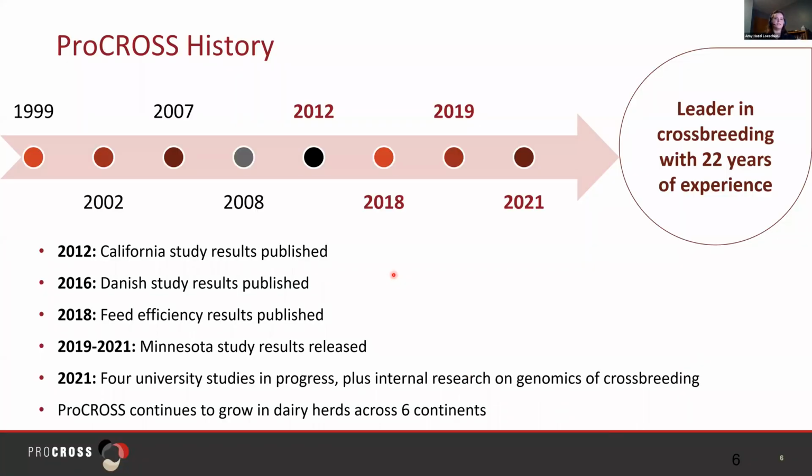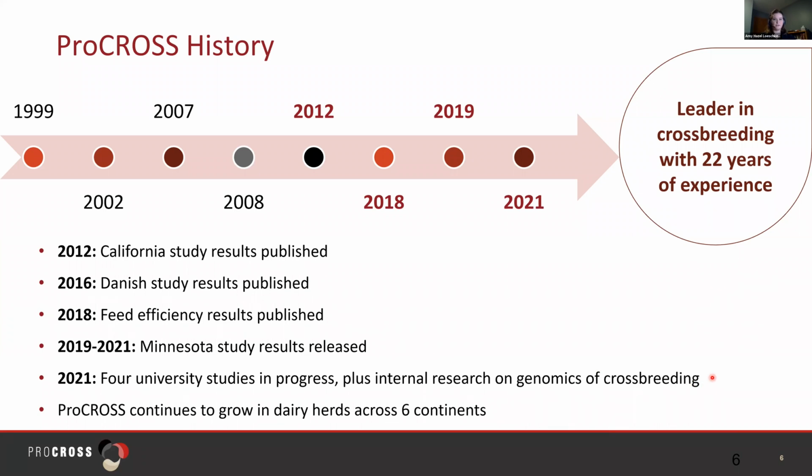And as you can see, we're a very research-focused company. More studies launched, a Danish study here in 2016 comparing Montpellier with Fleckvieh and Holstein. And then we did a feed efficiency study as well. I'll talk a little bit about that towards the end. The Minnesota study was completed in 2017 with the final results released and published here in recent years.